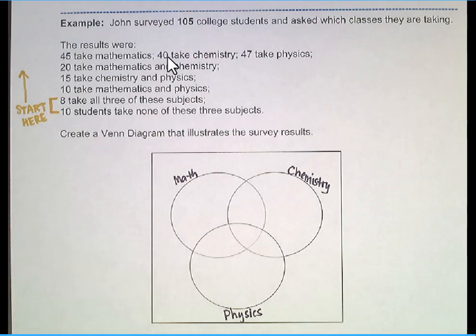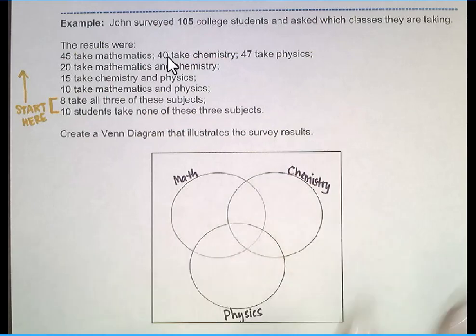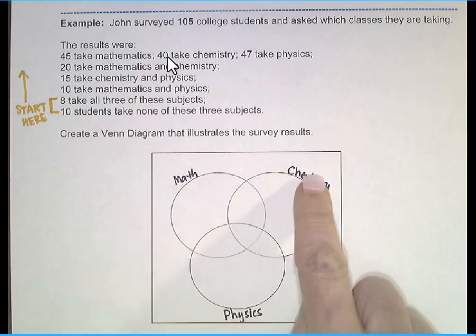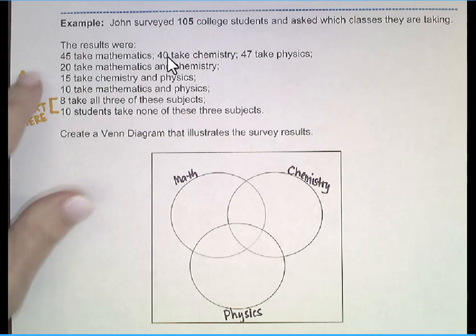So I saw that there were 3 classes: math, chemistry, physics. I first just draw a Venn diagram with the 3 circles. It doesn't matter what order you put the circles in, it's fine. I did math, chemistry, and then physics at the bottom. Just get that labeled. And let's start at the very bottom.